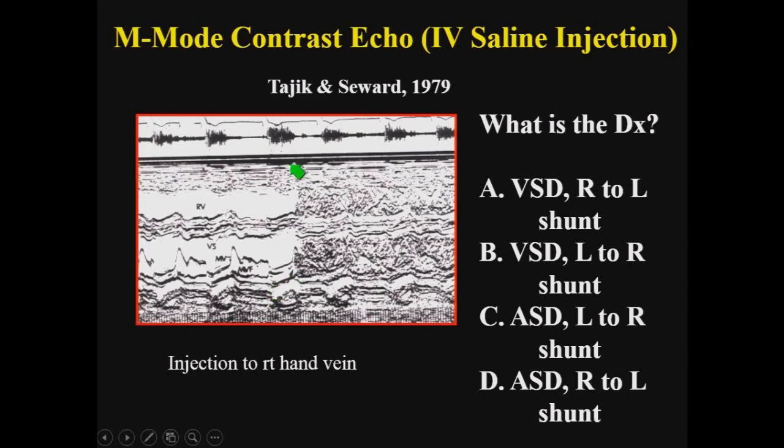Not only can you diagnose right to left shunt, but if you look here at the mitral valve, there are still no bubbles, and then bubbles appear first of all through the mitral valve, which means that this patient has a shunt at the atrial level. Blood is moving from the right atrium to the left atrium, and then the bubbles appear in the left ventricle through the mitral valve, and you have opacification of the left ventricular cavity.